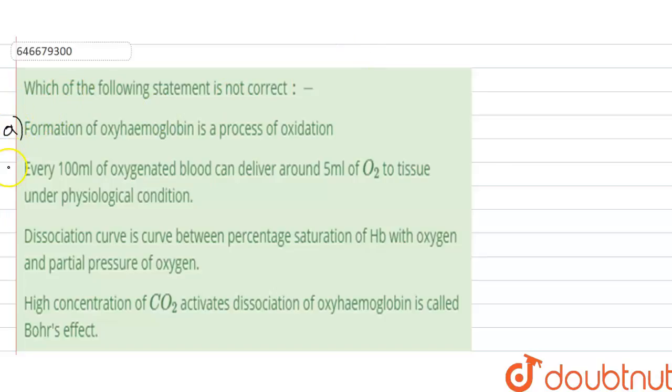Hello students, today's question is a multiple choice question. We have been given four statements and we have to say which statement is correct. So what was given in the question? Which of the following statements is not correct? We have to find the incorrect statement from the following options.